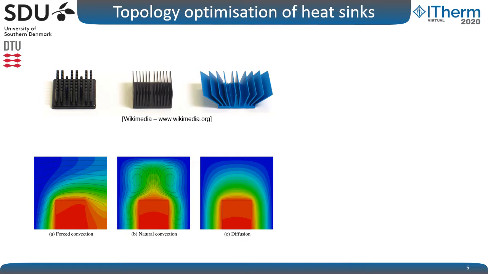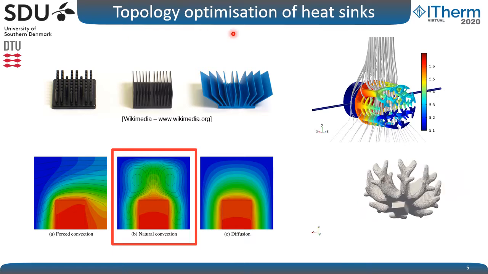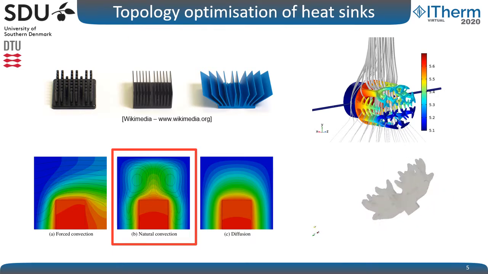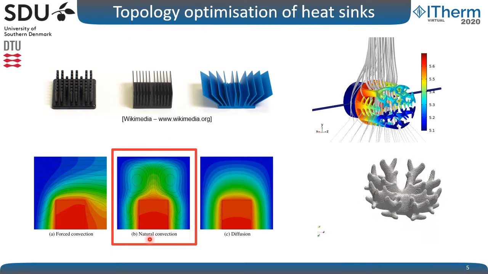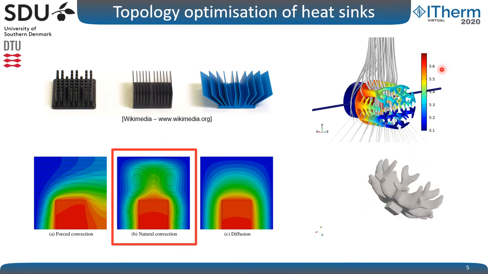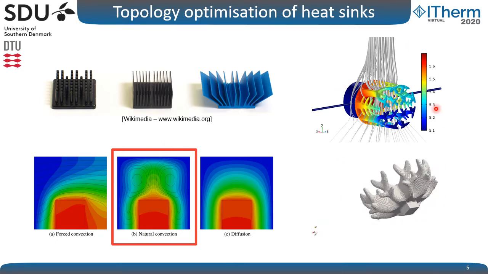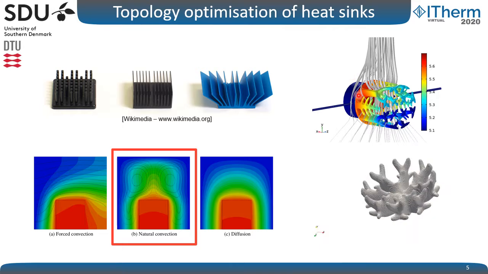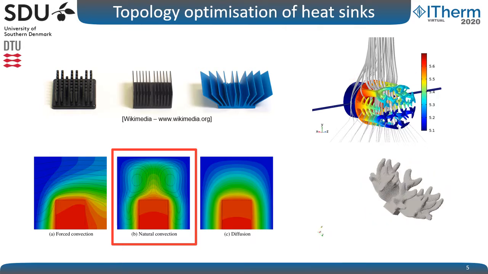However, the question is, can we optimize these heat sinks for a particular application and then win quite a lot in performance? And it turns out topology optimization is such a tool. So I've primarily worked with natural convection, so that's passive cooling, and we see here two of the applications I will talk about. So LED lamps and electronics cooling.